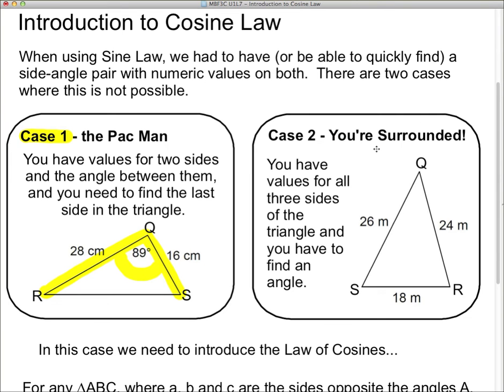Case number two, you're surrounded. What does that mean? Well, you have values for all three side lengths. If you have all three side lengths, you have no angles, so you cannot possibly have an angle side pair with values on it. So in these two instances, you are going to be able to use cosine law.